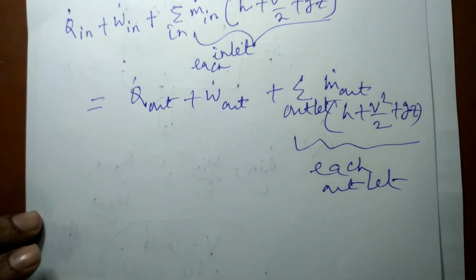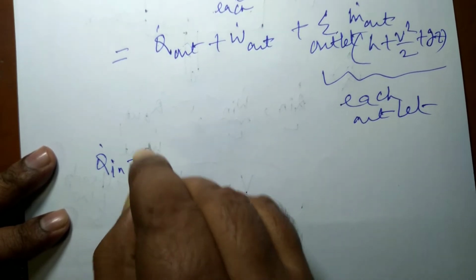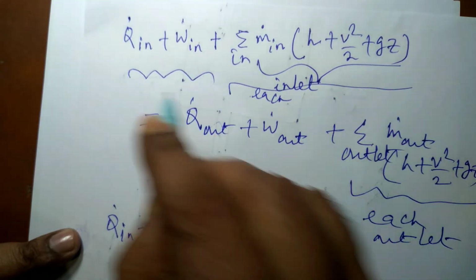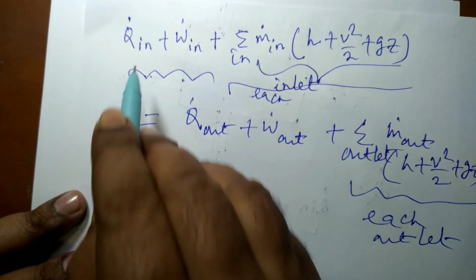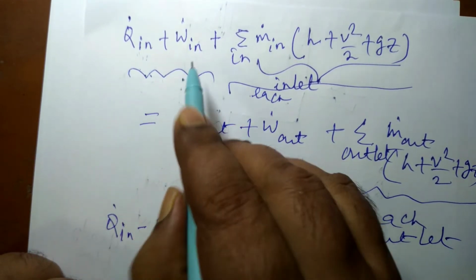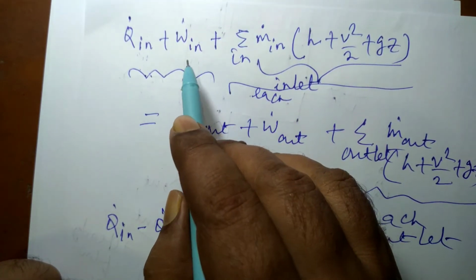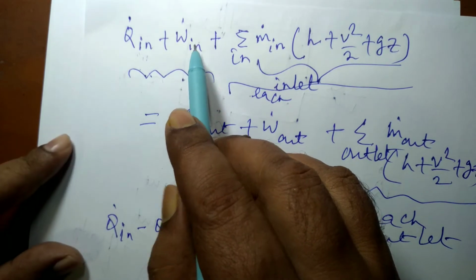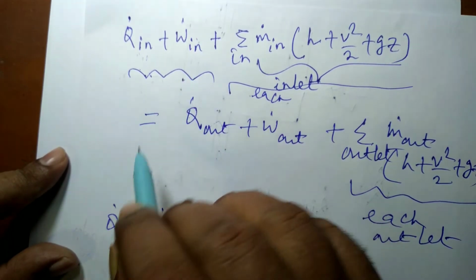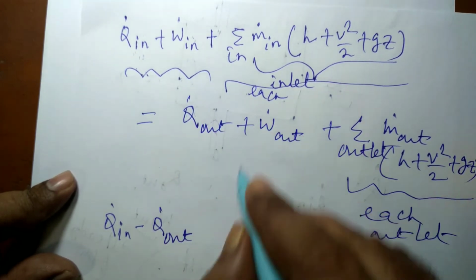From this I can write the equation like this: Q dot in minus Q dot out. Q dot in is the heat that enters into the control volume per unit time. W dot in includes either shaft work or electrical work. Suppose in case of a steady flow device there is neither any electrical work nor shaft work, then this term will be eliminated. That depends upon the situation. This is the most generalized form: Q dot in minus Q dot out.